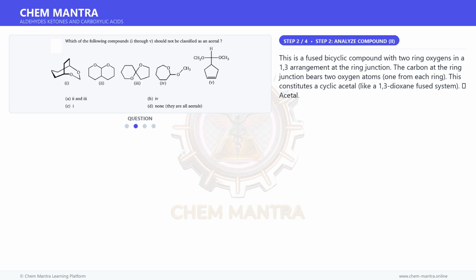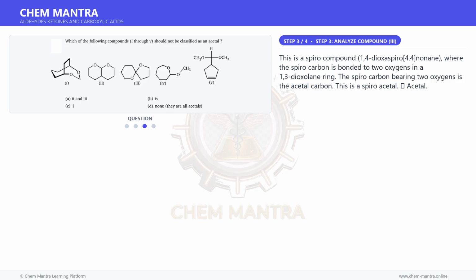Moving on to the next step. This is a fused bicyclic compound with two ring oxygens in a 1,3 arrangement at the ring junction. The carbon at the ring junction bears two oxygen atoms, one from each ring. This constitutes a cyclic acetal, like a 1,3-dioxane fused system. Acetal.